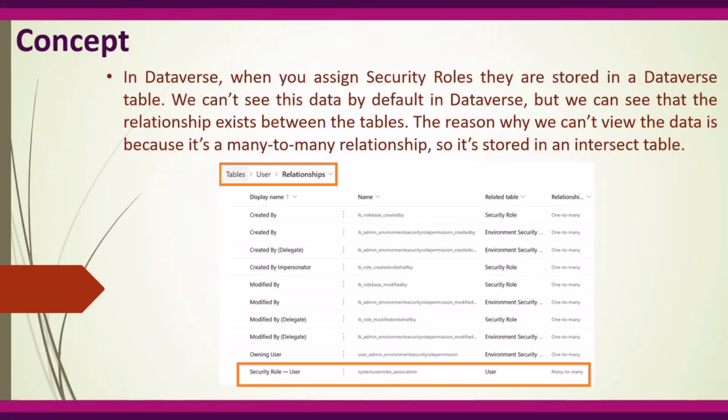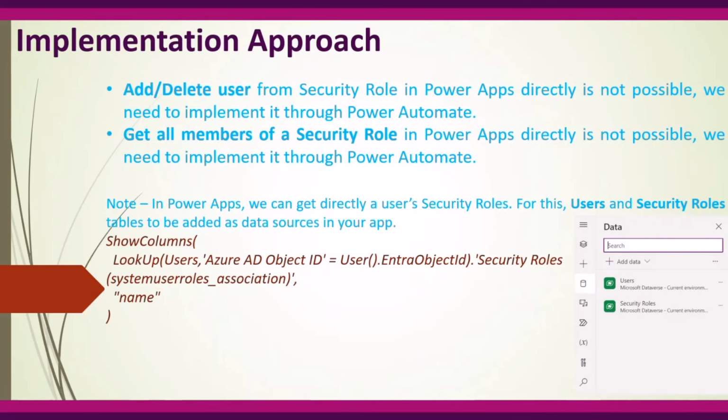So that's just a concept, and I used it in my implementation approach. I implemented add and delete user from a security role, because in a Power Apps canvas app it is not possible directly to add or delete a user from a security role. So you have to use Power Automate, and only then can you achieve that functionality. Even if you want to get all the members of a security role, let's say to show it in a gallery control, that is not directly possible in Power Apps, but you can definitely achieve it using Power Automate. So that's what I'm going to demonstrate now.